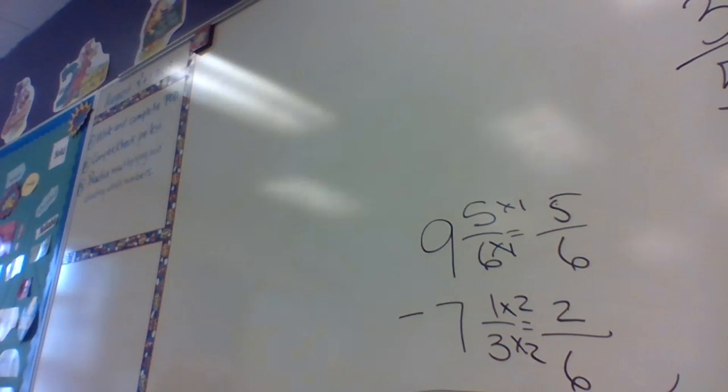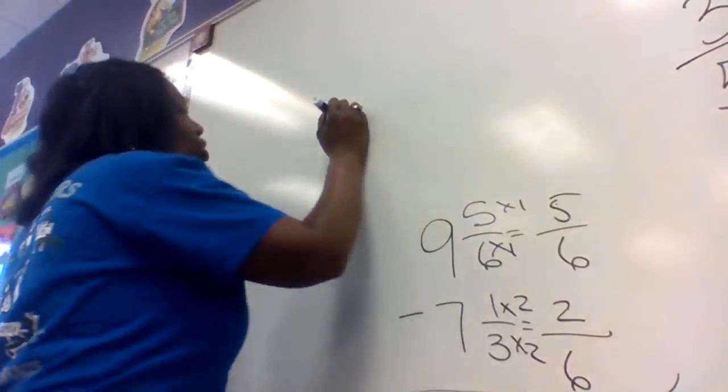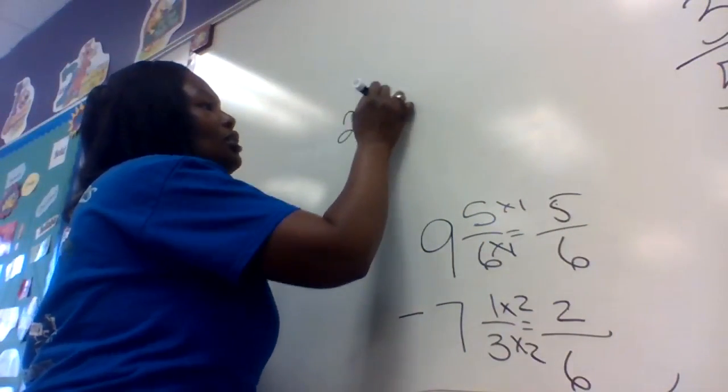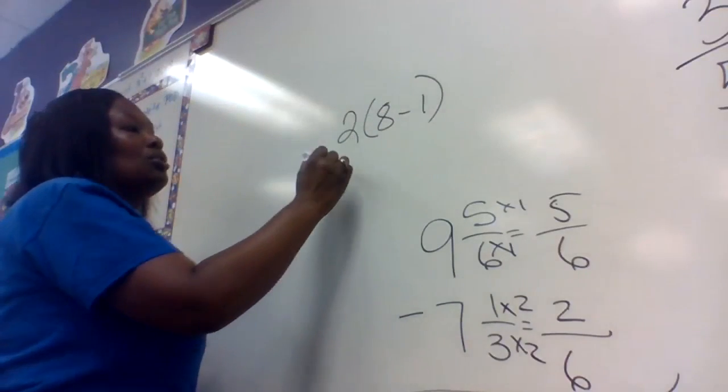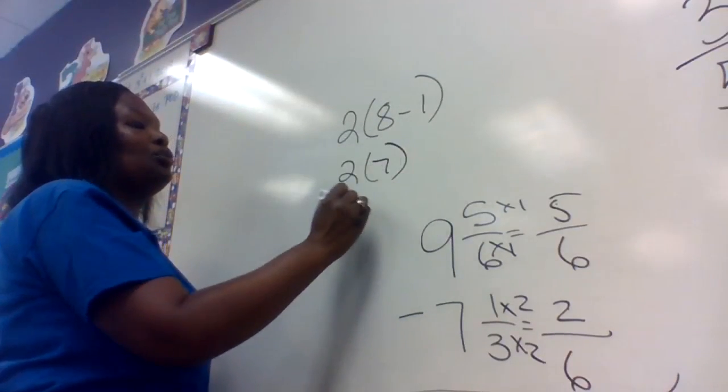All right, the last one. Write a numerical expression to represent 2 times the difference of 8 and 1. When I say 2 times, what am I saying? Multiply by 2. So 2 times the difference of 8 and 1. So that's 2 times 7, which is 14.